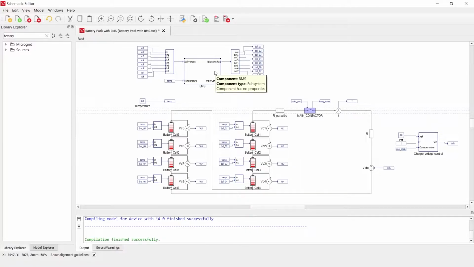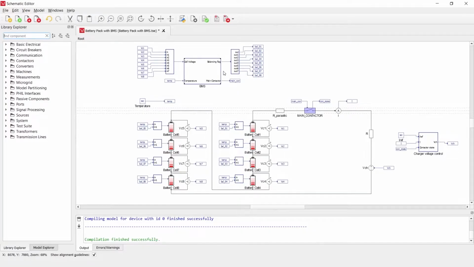This battery management system is not a library component and thus does not exist in the library explorer. It is simply a C function with some predefined inputs, such as the balancing thresholds, the protection thresholds for overvoltage and undervoltage, and the over temperature and under temperature thresholds. So I will then further explain a little bit about the model.